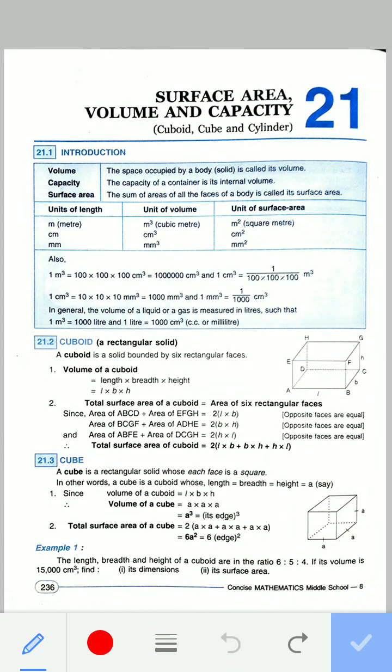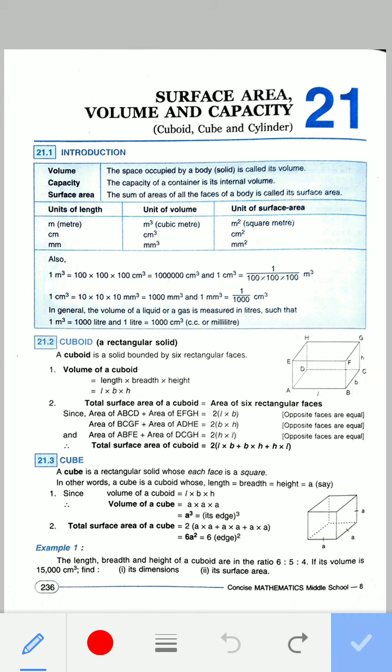Hello students, in this video I'll teach you surface area, volume and capacity. So first you have to understand what you mean by volume. The space occupied by a body or solid is called its volume. That means the space occupied by the box is called its volume.